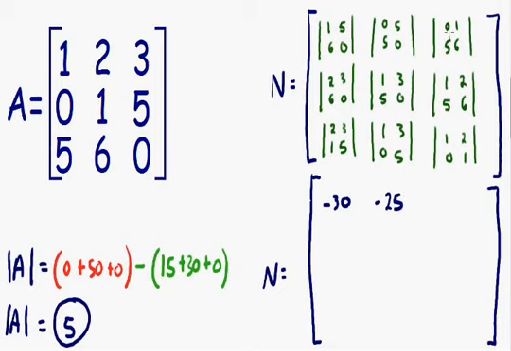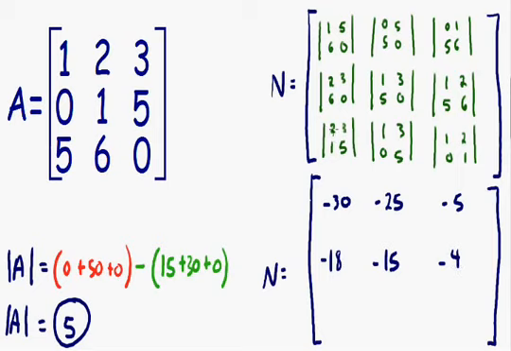Now we'll move on to the top right corner. We have 0 times 6, which is 0, and 5 times 1, which is 5. 0 minus 5 is equal to negative 5. Now moving on to the middle left, we have 2 times 0, which is 0, and 3 times 6, which is 18. 0 minus 18 is negative 18. Moving on to the middle matrix, we have 1 times 0, which is 0, and 3 times 5, which is 15. 0 minus 15 is negative 15. Moving on to the middle right matrix, we have 1 times 6, which is 6, and 2 times 5, which is 10. 6 minus 10 is equal to negative 4.